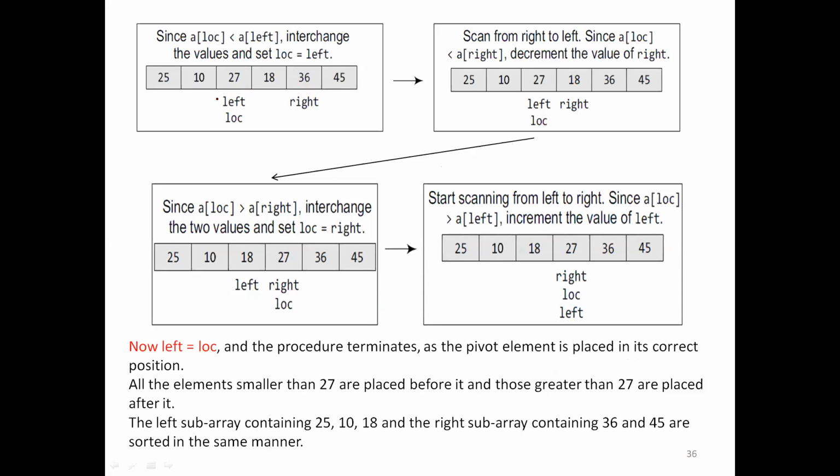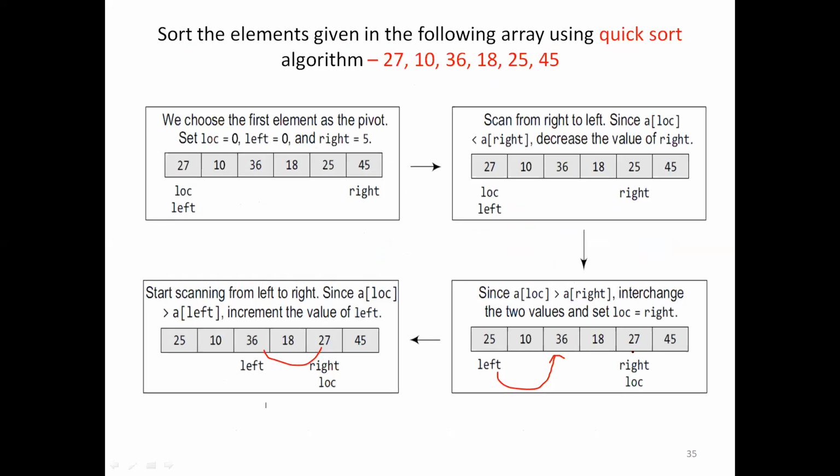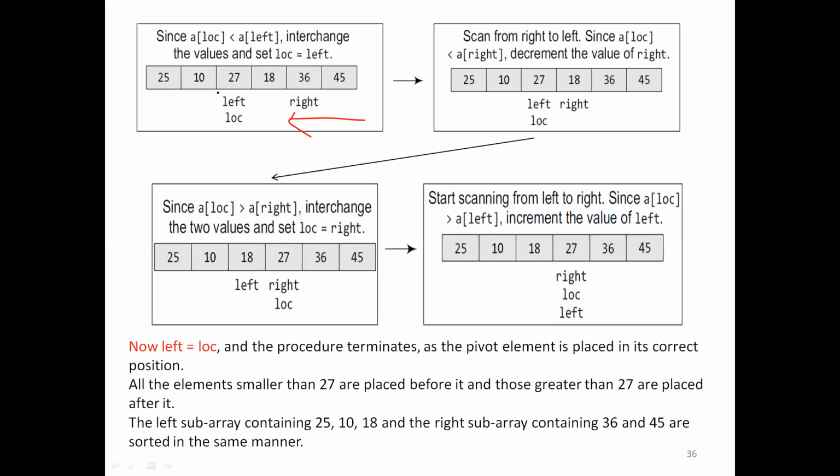Again, what do we do? Once it is swapped, we have to scan from right. Right is already pointing to 36 only. Why? Because we didn't change the right variable, because it is already pointing to n minus 2. It is pointing to 0, 1, 2, 3, 4. So it is pointing to right value 4 only. Left is pointing to 0, 1, 2.